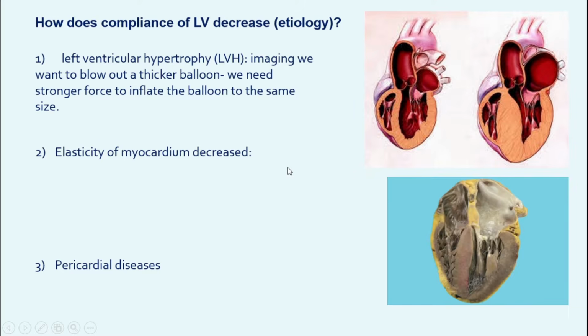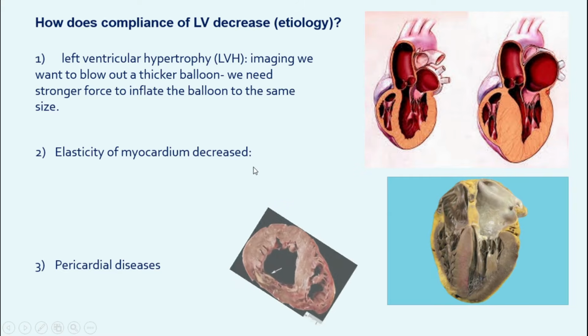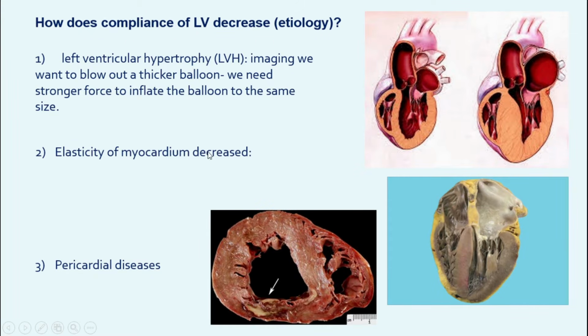The second group is when we have some inflammatory or degenerative process in the myocardium, like coronary artery disease that causes myocardial infarction or advanced ischemia, or infiltrative diseases such as amyloidosis or sarcoidosis.